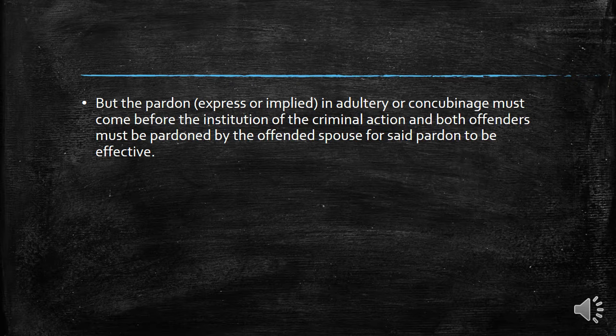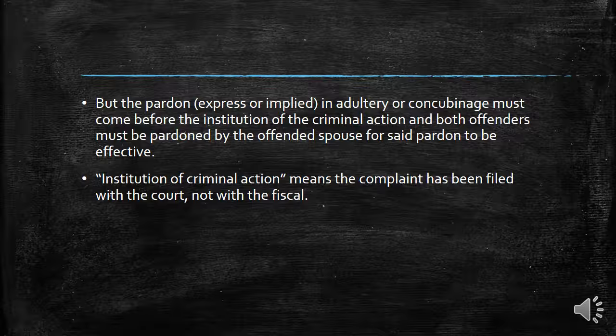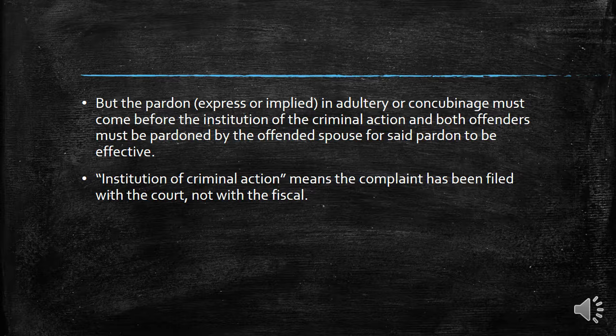But the pardon, whether expressed or implied, in adultery or concubinage must come before the institution of the criminal action, and both offenders must be pardoned by the offended spouse in order for the said pardon to be effective. Now, when you say institution of criminal action, it means the complaint has been filed with the court, not with the fiscal.